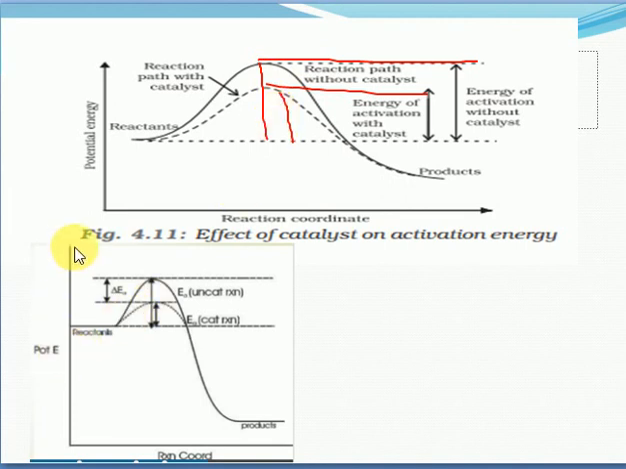Suppose this is the potential energy. Whenever a chemical reaction takes place without a catalyst, the reaction goes along this path. After adding the catalyst, the reaction goes along this path. Very clearly, if the reactant molecule has more energy and the product molecule has less energy, that is an exothermic reaction. If the product molecule has more energy, it's an endothermic reaction. Here delta E is nothing but the change in energy.